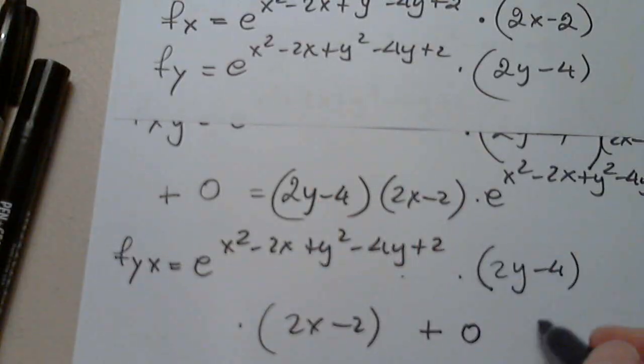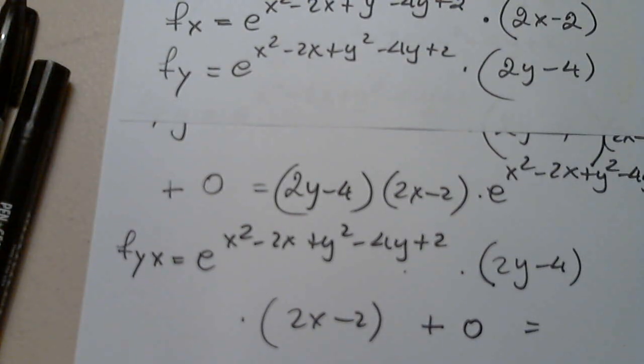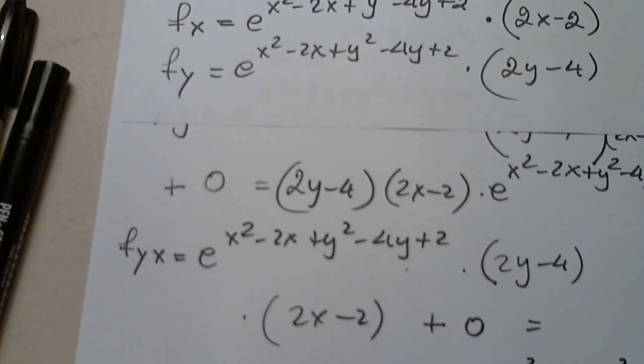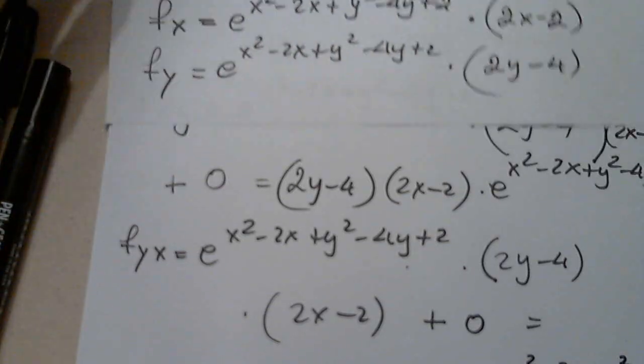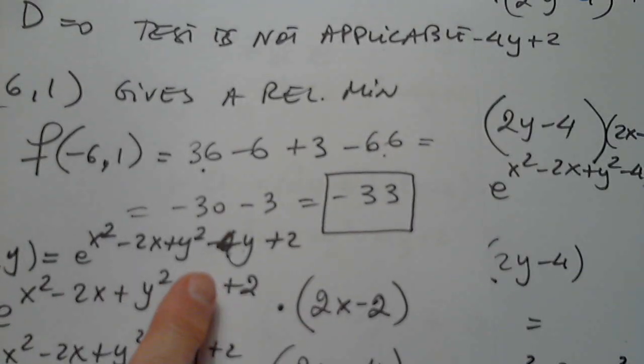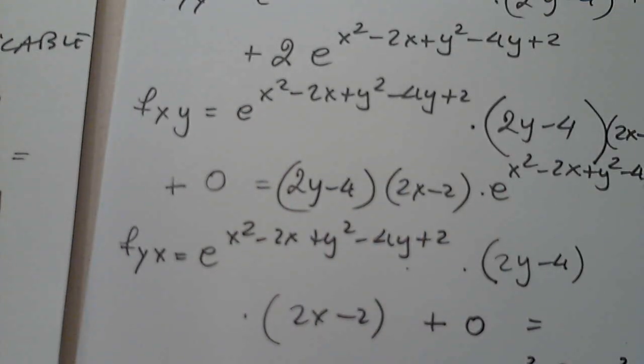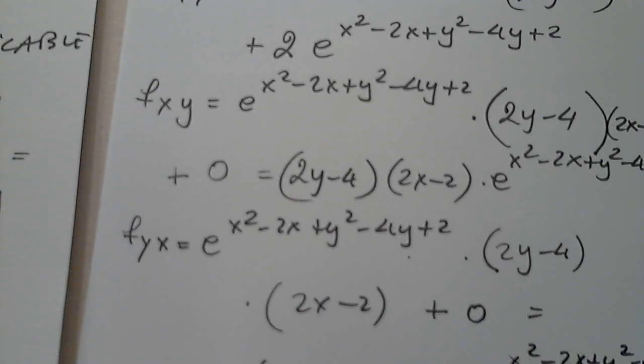So obviously the two functions are identical. So we have 2y minus 4, we have 2x minus 2 e to x squared minus 2x plus y squared minus 4y plus 2. The second step of finding the derivatives was cumbersome because of e to this function, but the procedure is the same. Okay, this was step 2.